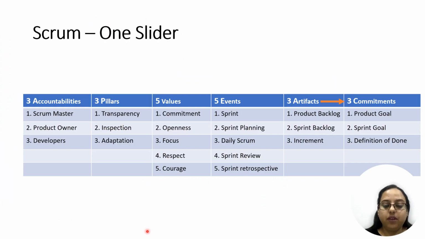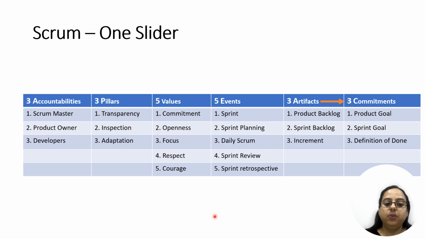All right, now the most important part and the most interesting part of this course, the Scrum one slider. Herein I have put the entire Scrum framework on a single page for you. So the three accountabilities, three pillars, five values, five events, three artifacts and their three commitments. This comprises the entire Scrum framework. There is nothing in Scrum beyond it. So we will talk about each of these elements of Scrum one by one.